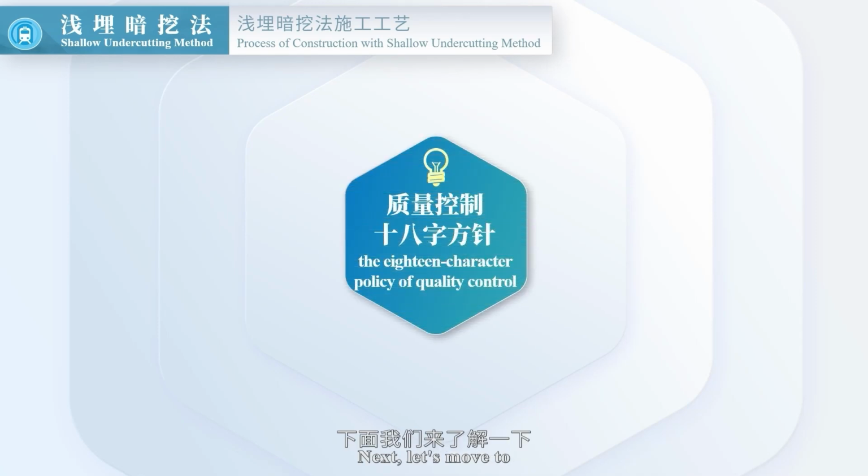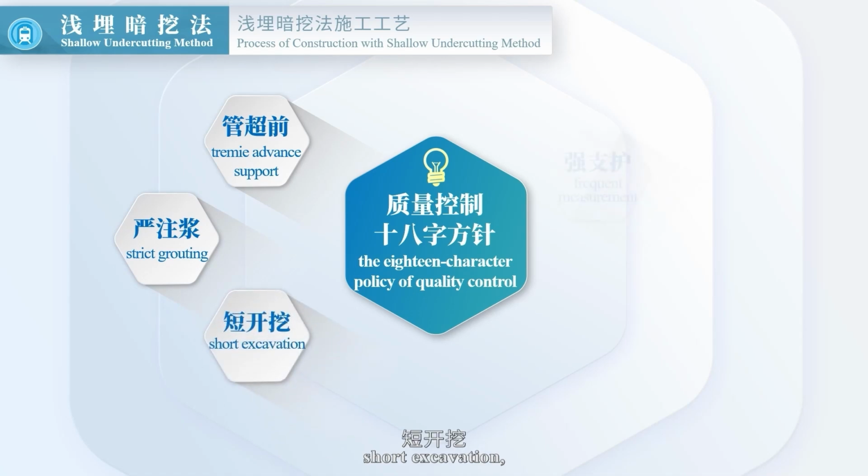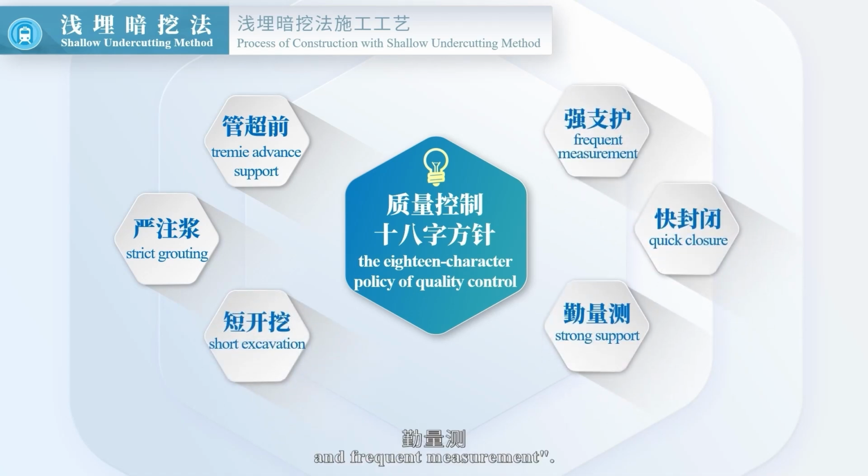Next, let's move to the 18-character policy of quality control. TREME advanced support, strict grouting, short excavation, strong support, quick closure, and frequent measurement.